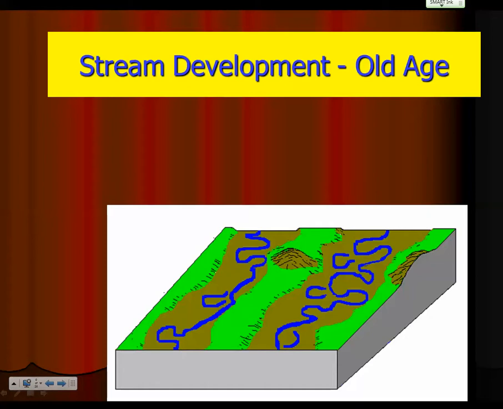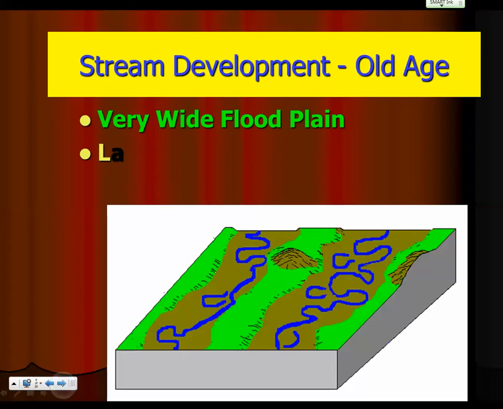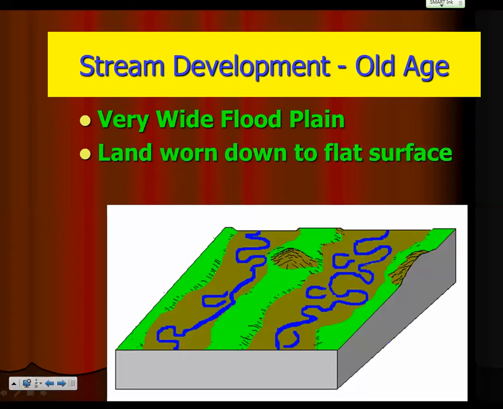Old age. Now in old age, these stream valleys widen considerably. Very wide floodplains. The land is worn down. It's very flat. And you get these new formations called oxbow lakes. And you can see they look kind of like bananas or really big curved horseshoes or something like that. And there's an oxbow lake, another oxbow lake, another oxbow lake. And these were former meanders in the river that were cut off during floods.